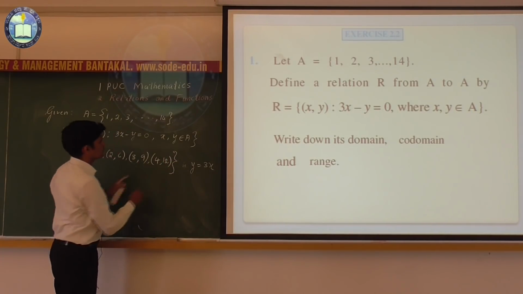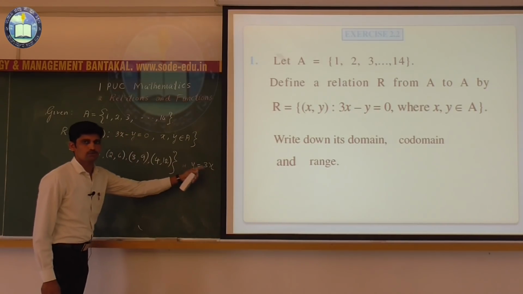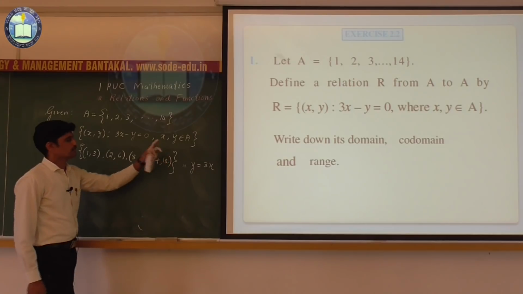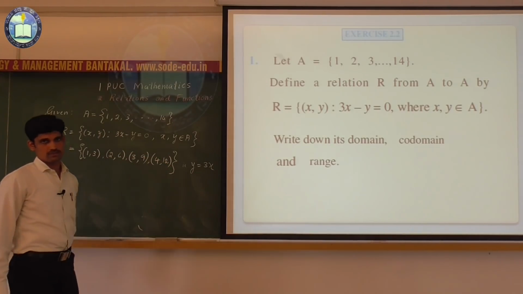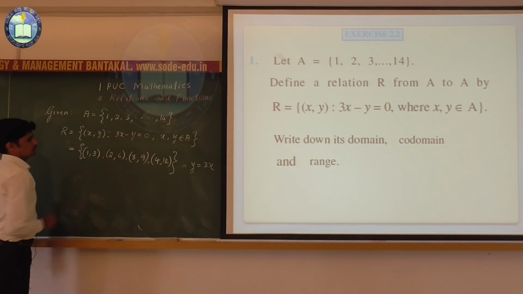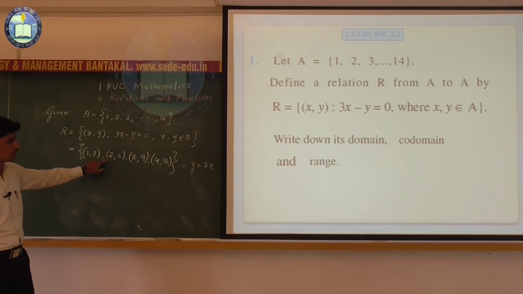So these are the elements. For all other values of x greater than 5, we will get the value of y greater than 15. Therefore, those elements do not belong to this set of ordered pairs. Therefore, this is the set R in the roster method.